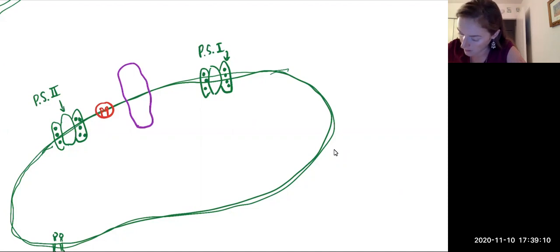And it's very conserved through evolutionary history. So almost all organisms have it. It's called the cytochrome complex. It's a bunch of different proteins and enzymes, and it's a proton pump.